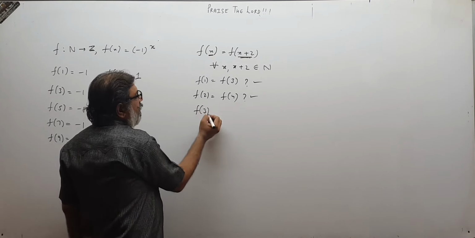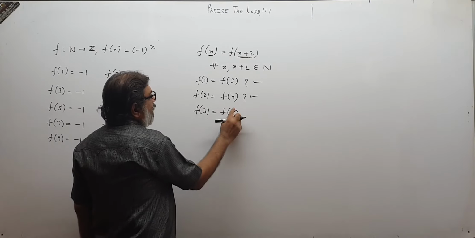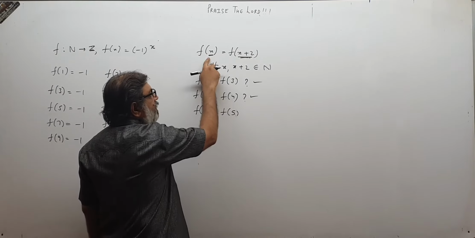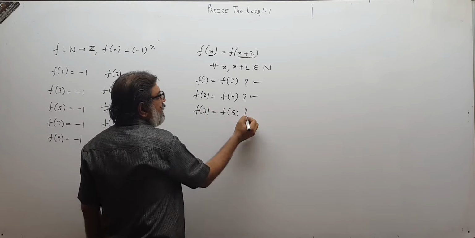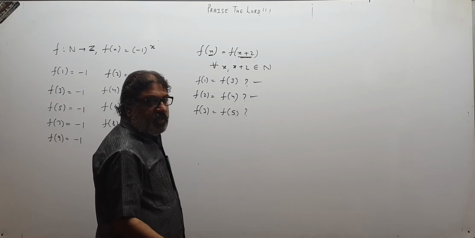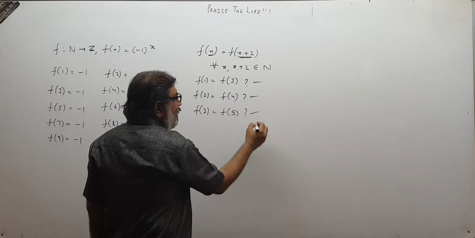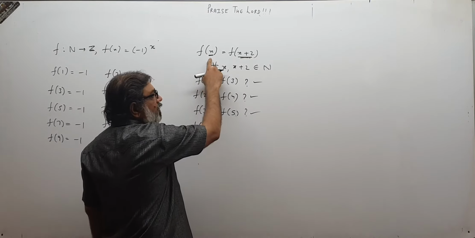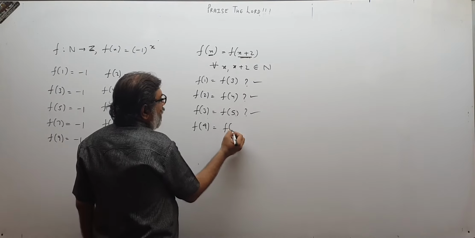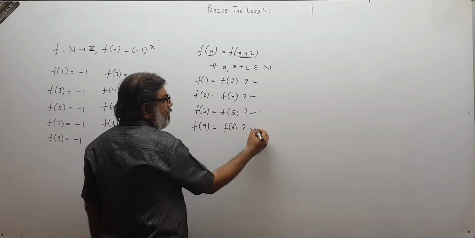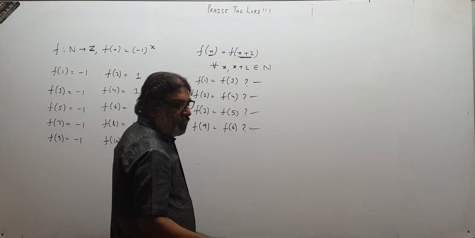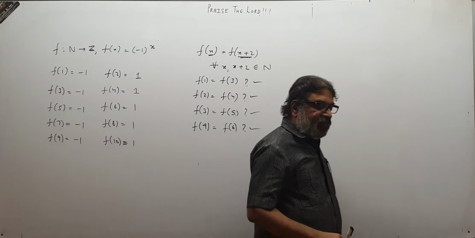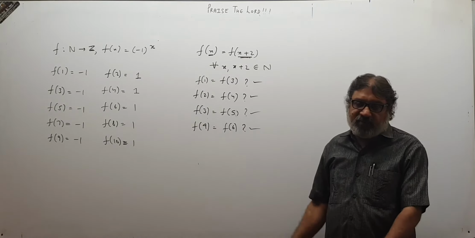Is f of 3 equal to f of 5? F of 3 and 3 plus 2, f of 5, are they equal? Just see. Yes, they are equal. Both are equal to minus 1. What about f of 4? X is 4 and this will become 6. Is f of 4 equal to f of 6? Is it correct? Yes, you can see both are equal to 1. Like that, check for different values of x. You know it will always be correct.